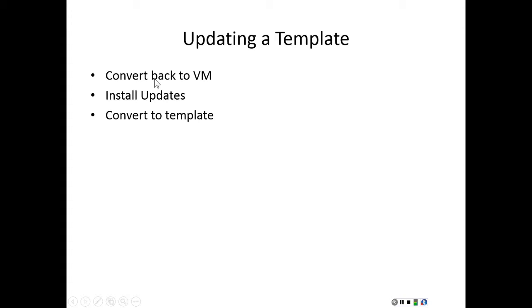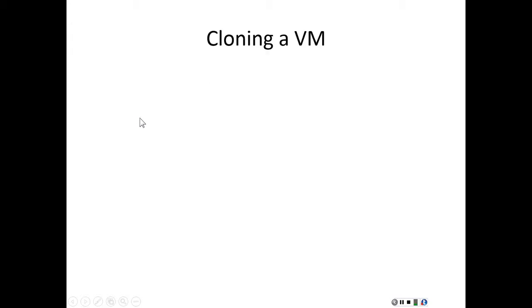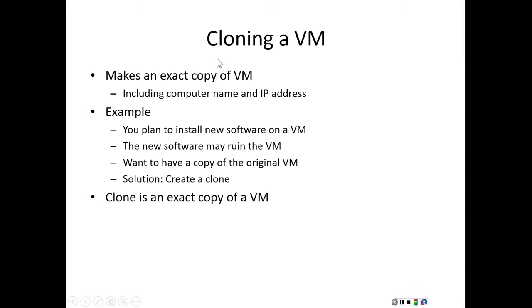Updating the template. If you need to update a template, first you convert the template back to a virtual machine, then you install the updates on the virtual machine, and then you convert back to a template. Now let's talk about cloning. When you clone a virtual machine, you are making an exact copy of that virtual machine, including the computer name and IP address.